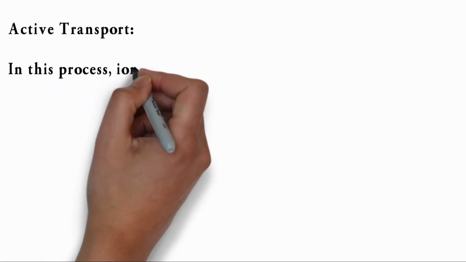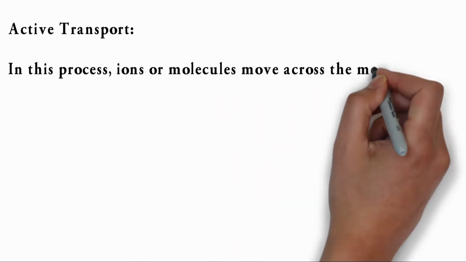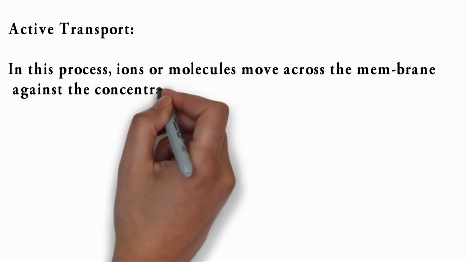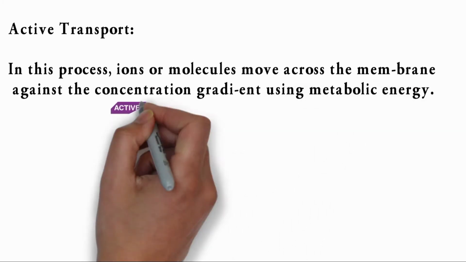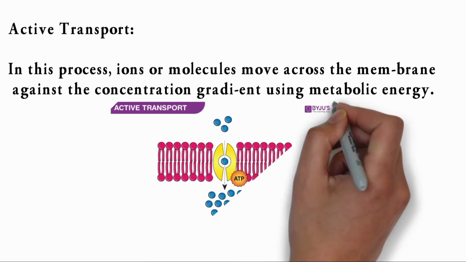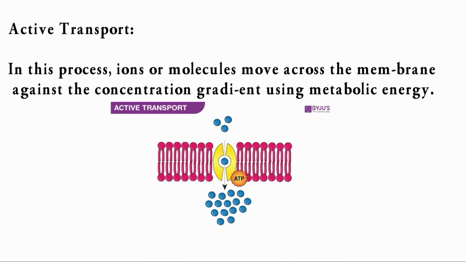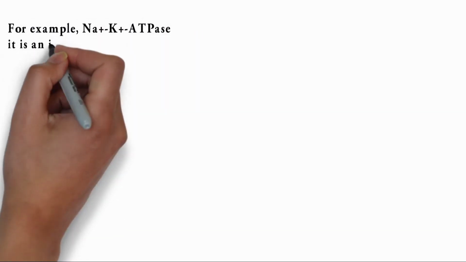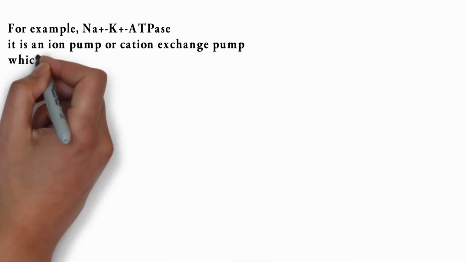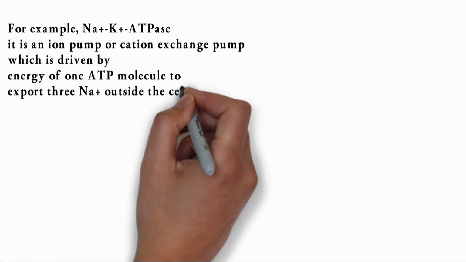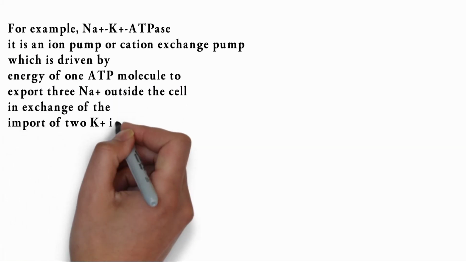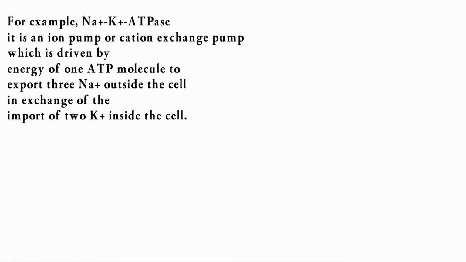It is a little bit different from all processes we discussed earlier. In this process, ions or molecules cross the membrane against concentration gradient with the help of ATP. For example, sodium-potassium pump. It is an ion pump or cation exchange pump which uses molecules of ATP to export 3 Na+ ions outside the cell and 2 K+ ions inside the cell.